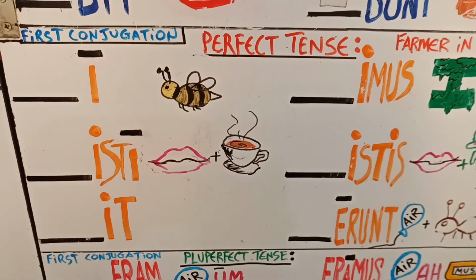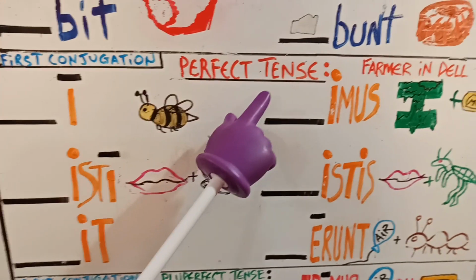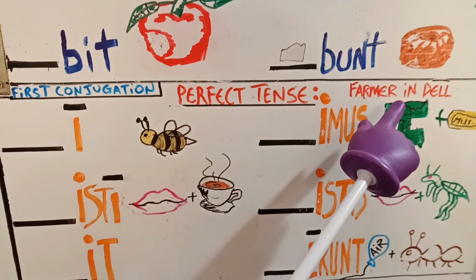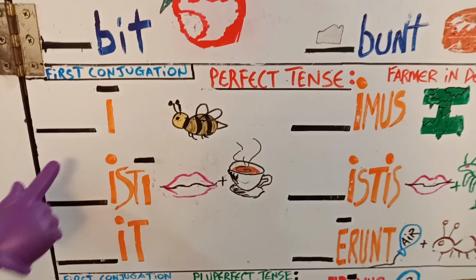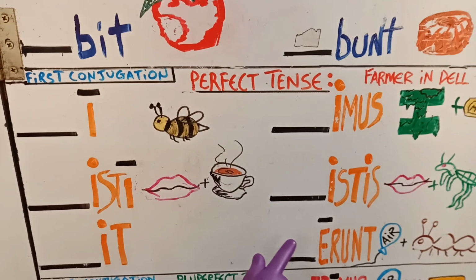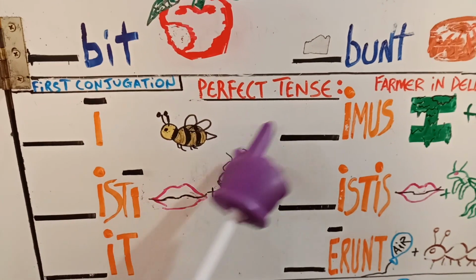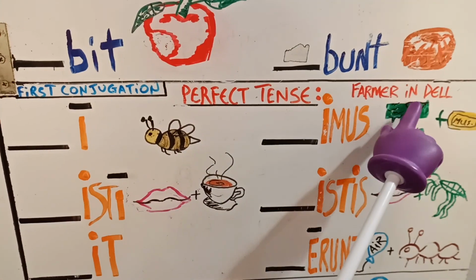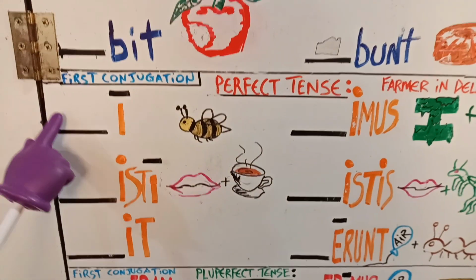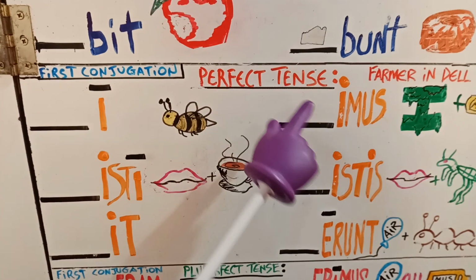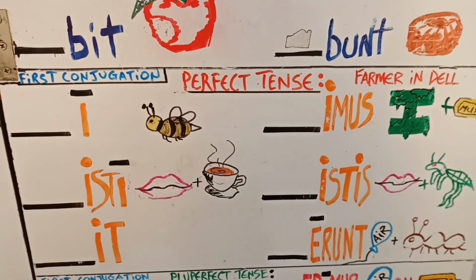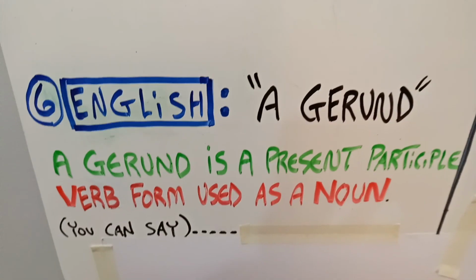For this week's Latin, we're going to do first conjugation perfect tense. And we'll use the key. The farmer, though, goes outside and sees a perfect day. And he goes, Istiet, imus istis erit. First conjugation perfect tense. The farmer, though, goes outside and sees a perfect day. He goes, Istiet, imus istis erit. First conjugation, perfect tense.